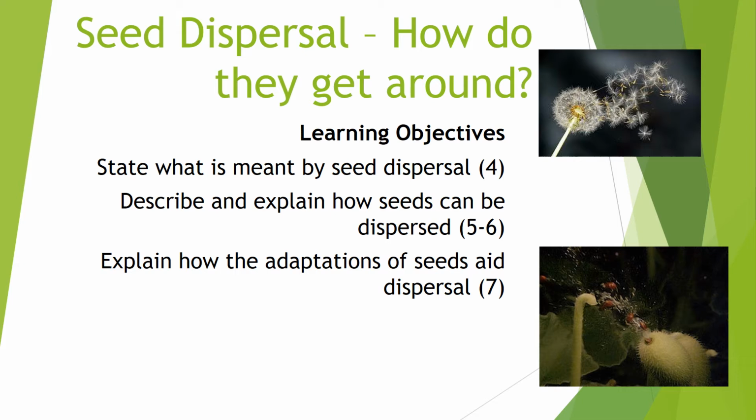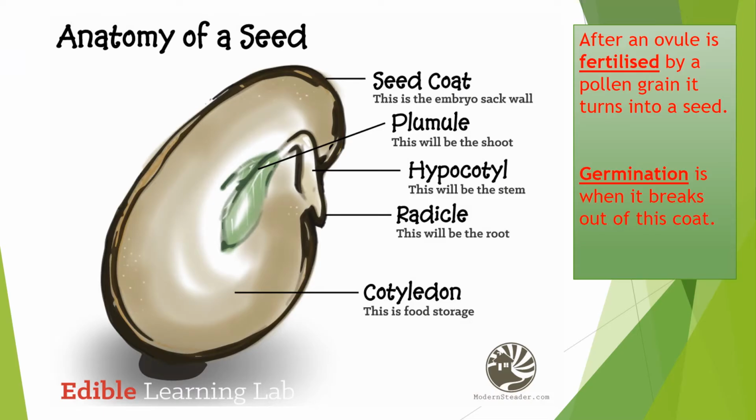So today we're looking at seed dispersal, and the main thing to do with seed dispersal is how do they get around? How do seeds actually move? How do they get from where they grow to where they eventually, hopefully, fertilize and then grow in the ground? So we've done this before. We did have a brief look at the anatomy of a seed, but we're going to go into a little bit more detail.